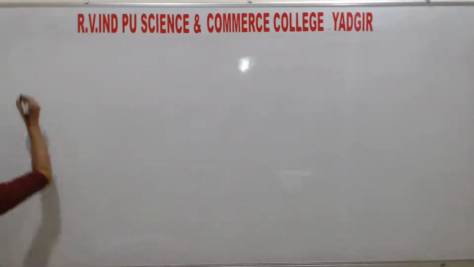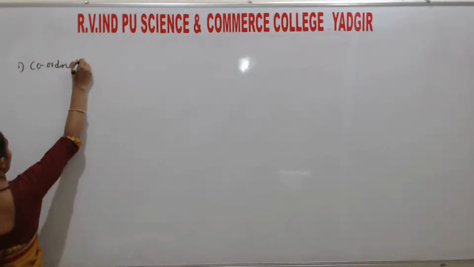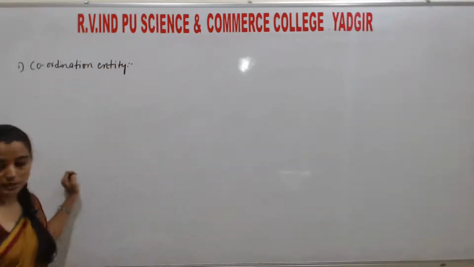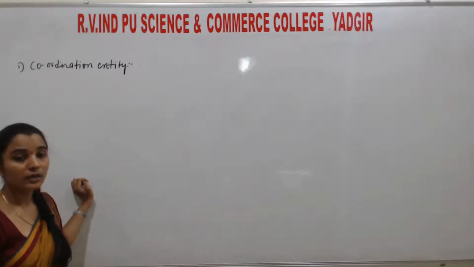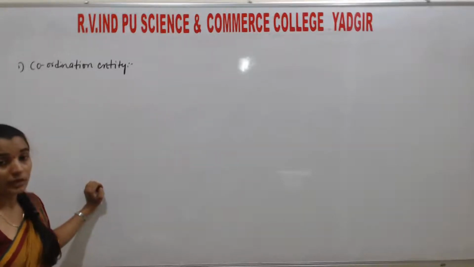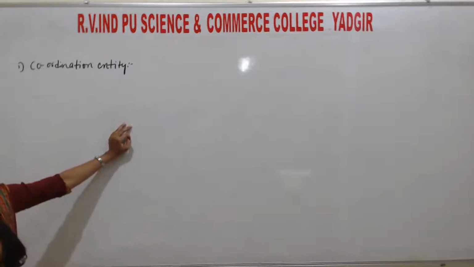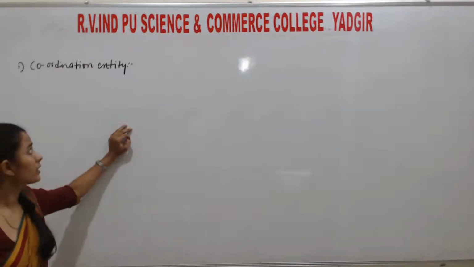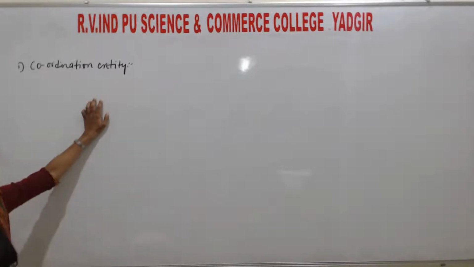First one is coordination entity. So what is a coordination entity, dear student? It is a central metal atom with the group of ligands bonded to it. Entity means group in which the ligands are bonded. So that is called a coordination entity. We are going to write the same thing here. The definitions are important. As I told you, in the given example, Co(NH3)6 is the coordination entity.